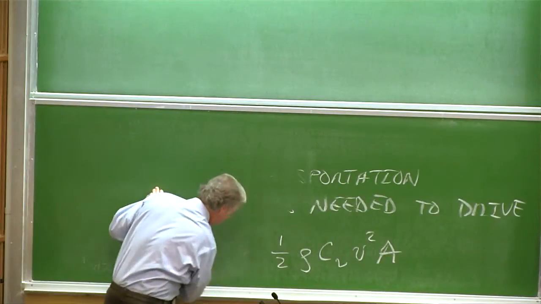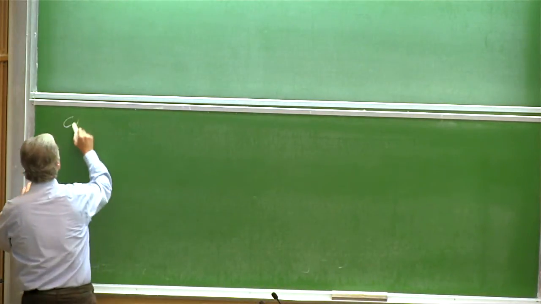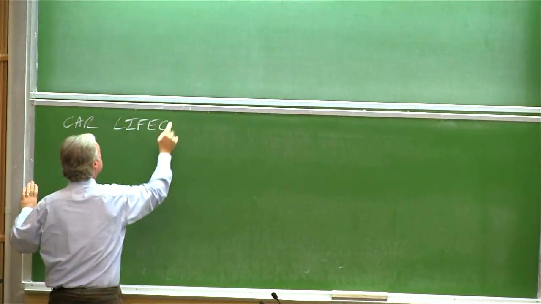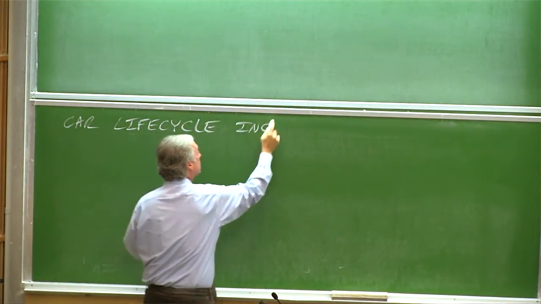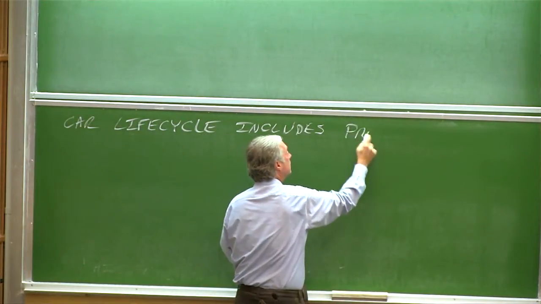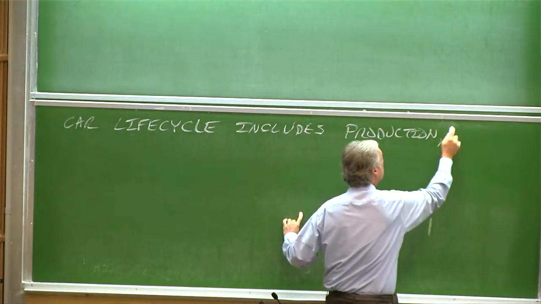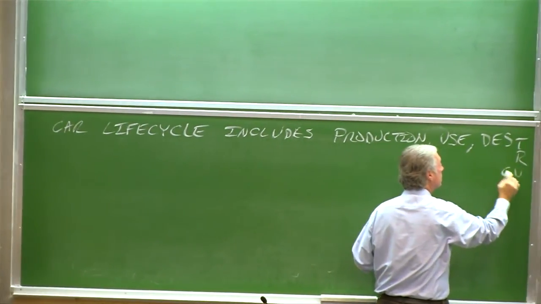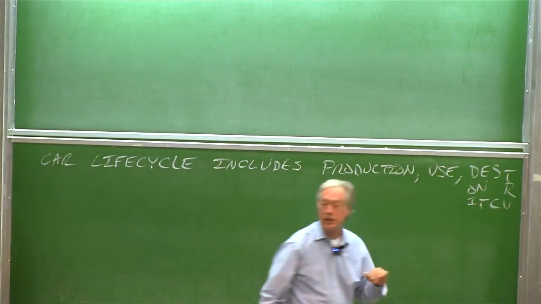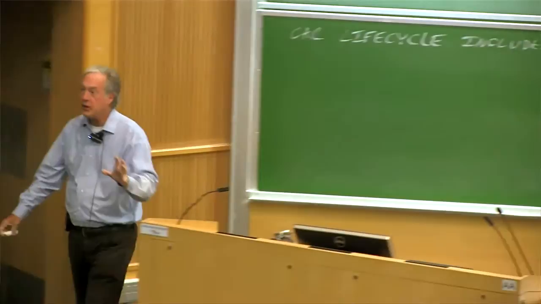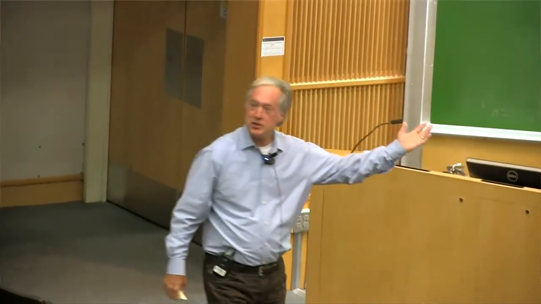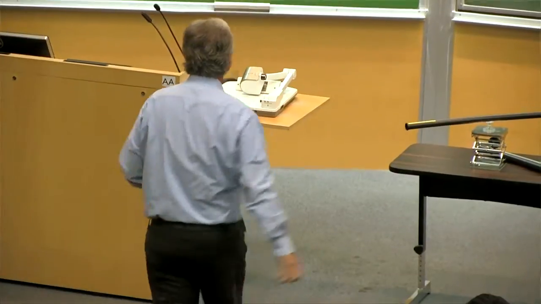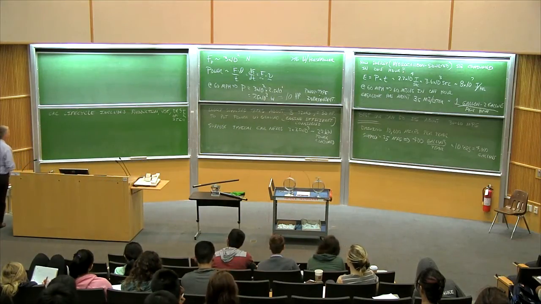That car, the electric one or the gasoline one, used about 4,000 gallons. Now, car life cycle includes production, use, and destruction, right? I put that in there because we've learned the second law of thermodynamics: the disorder must increase towards the end, right? So the destruction takes energy to do that.